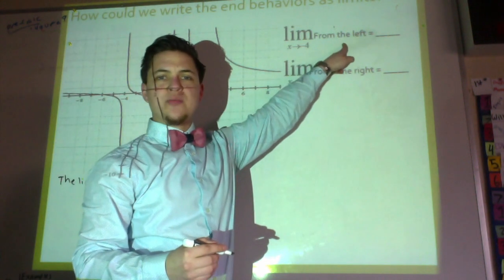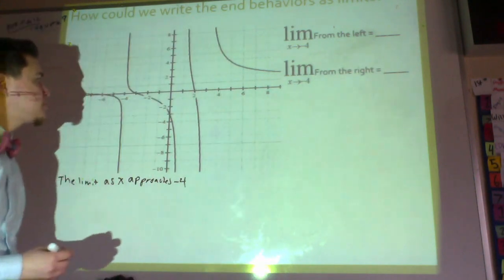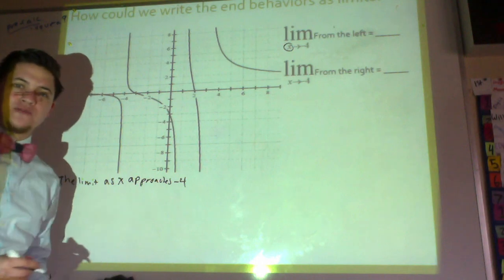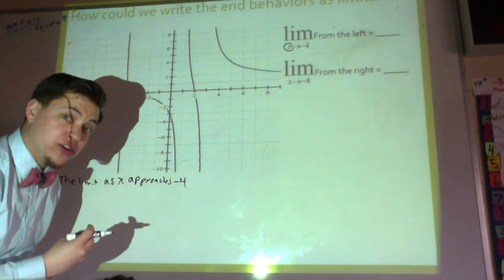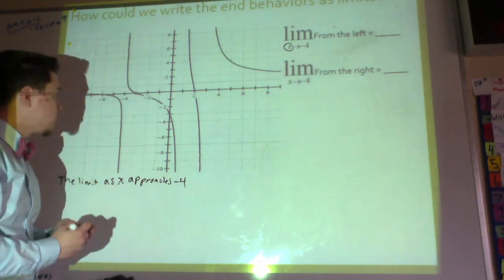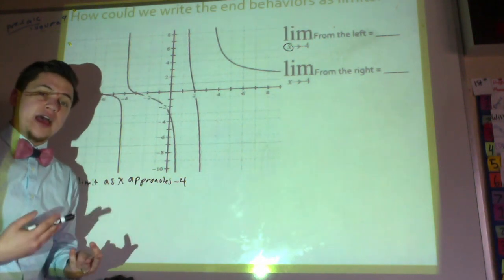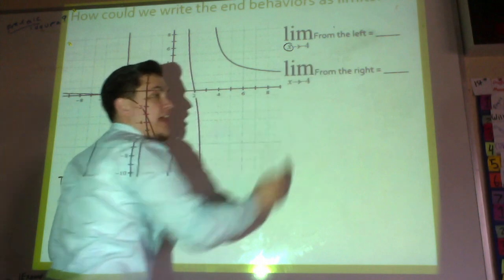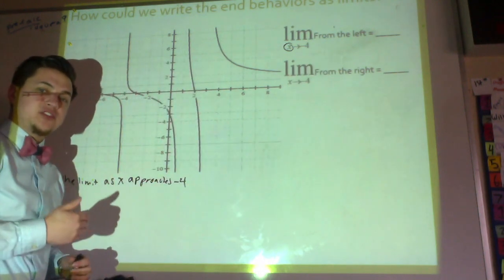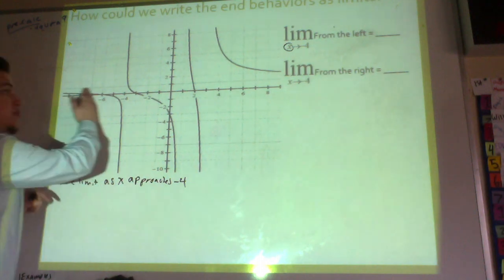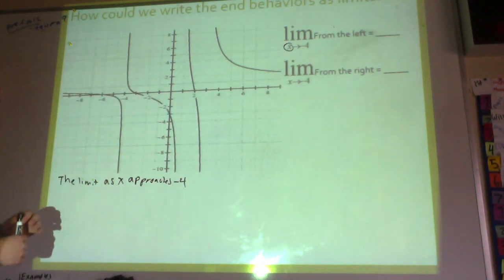And we're going to see from the left. So, again, this is as x is approaching -4. You're thinking about what is the y value as x is approaching -4. So, follow your graph, right? You want to figure out from the left. If you're saying from the left, this side is your left side, left to right.